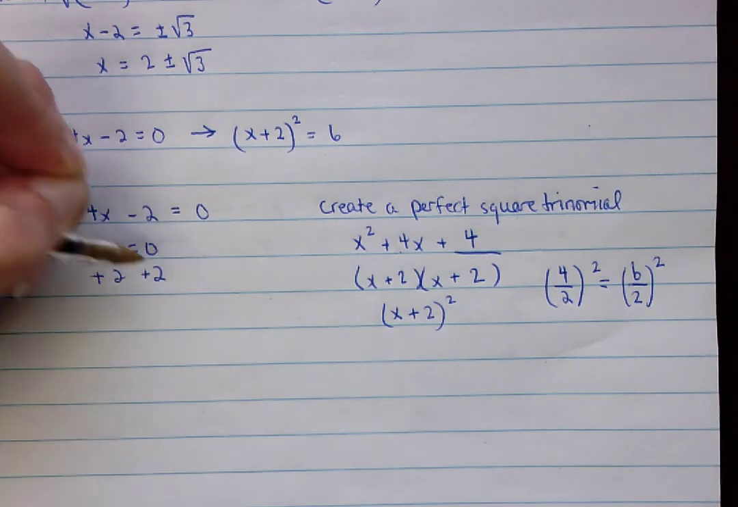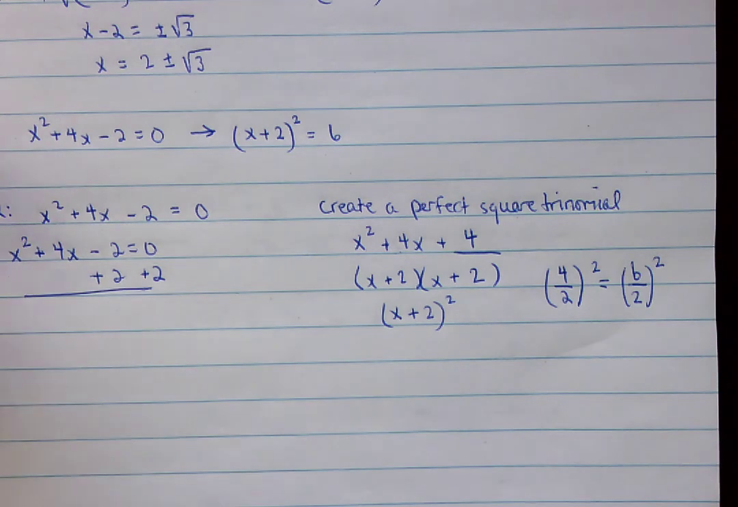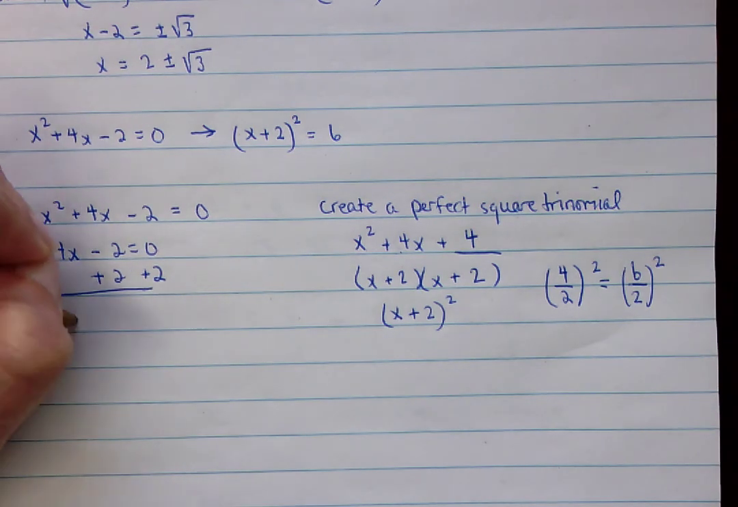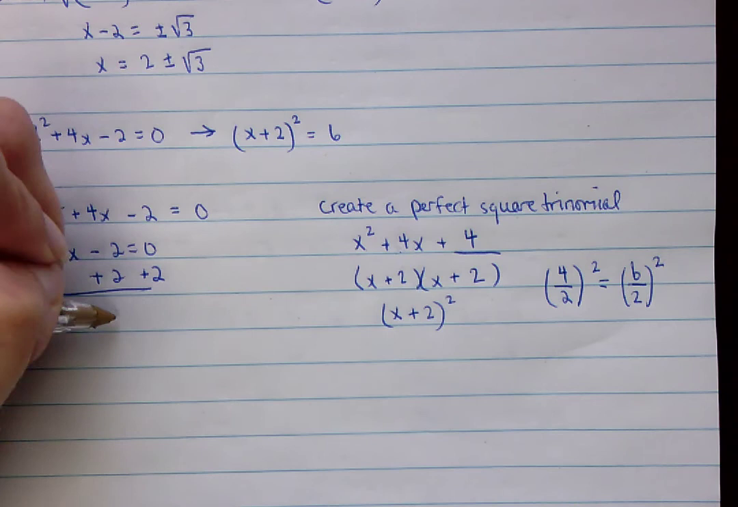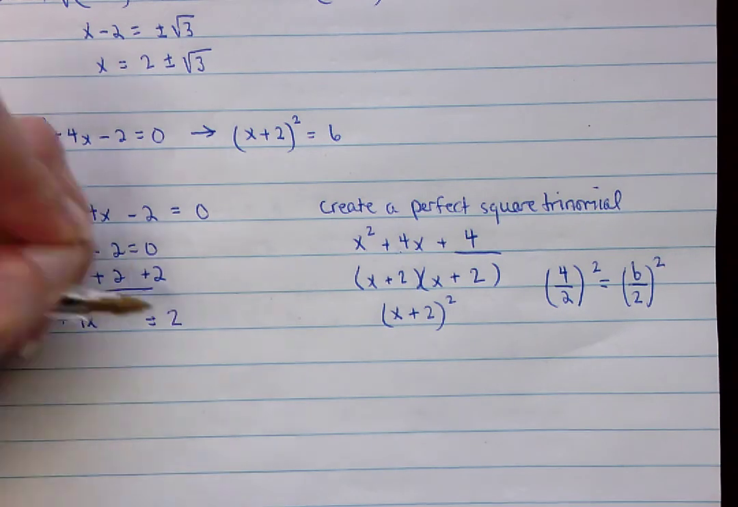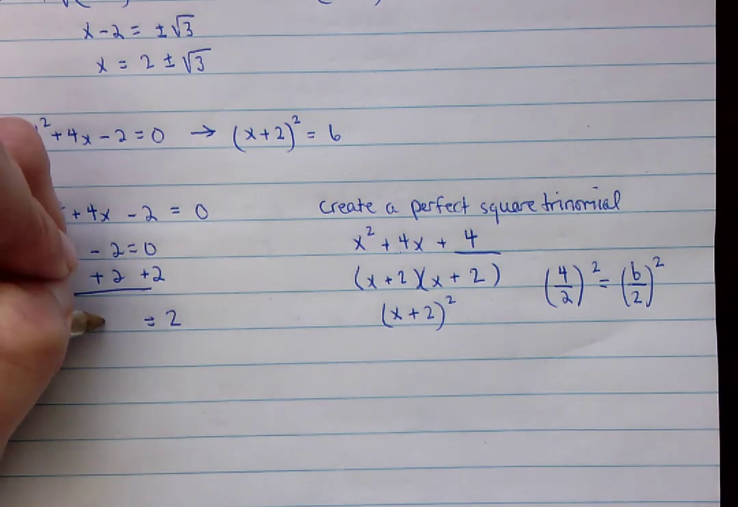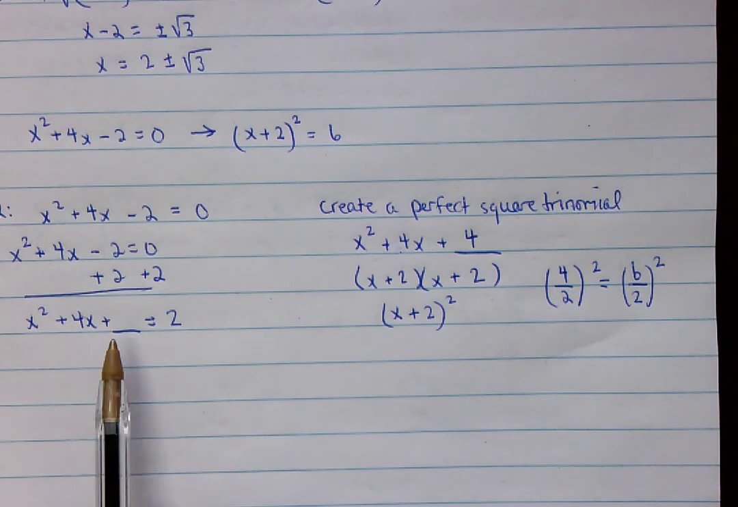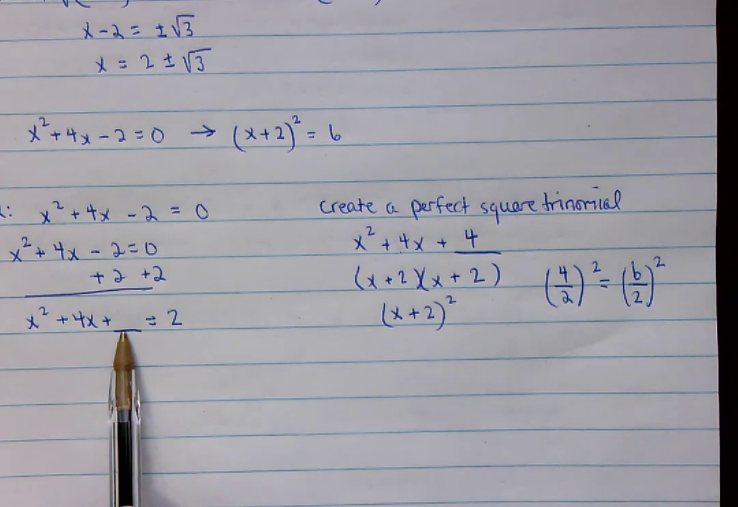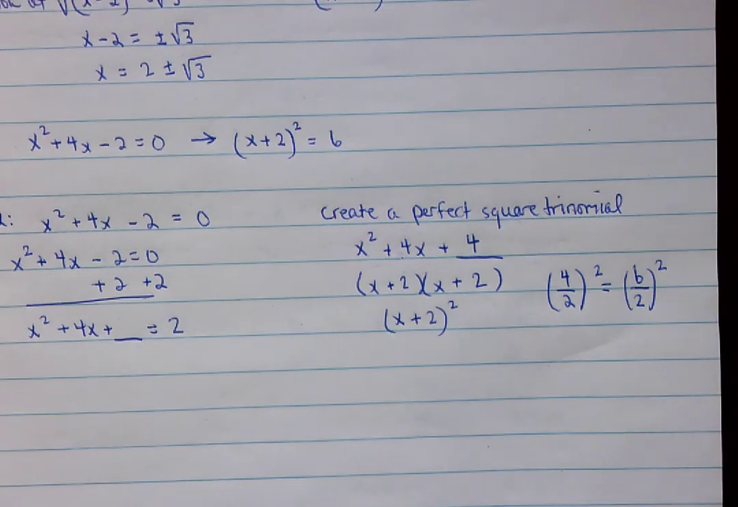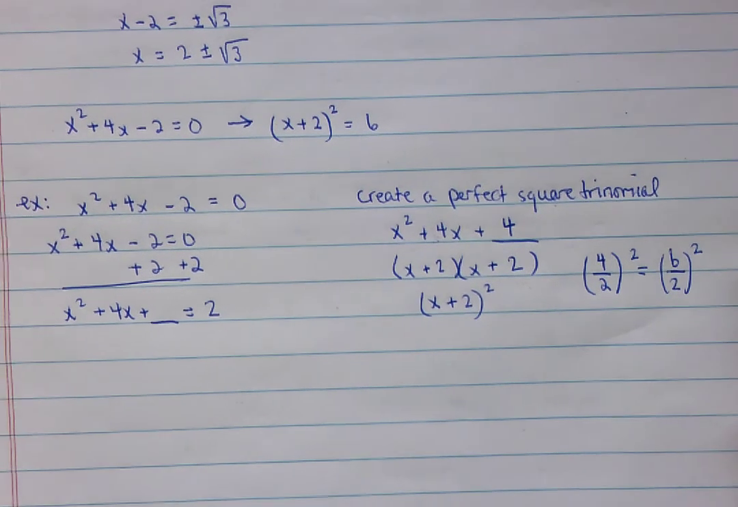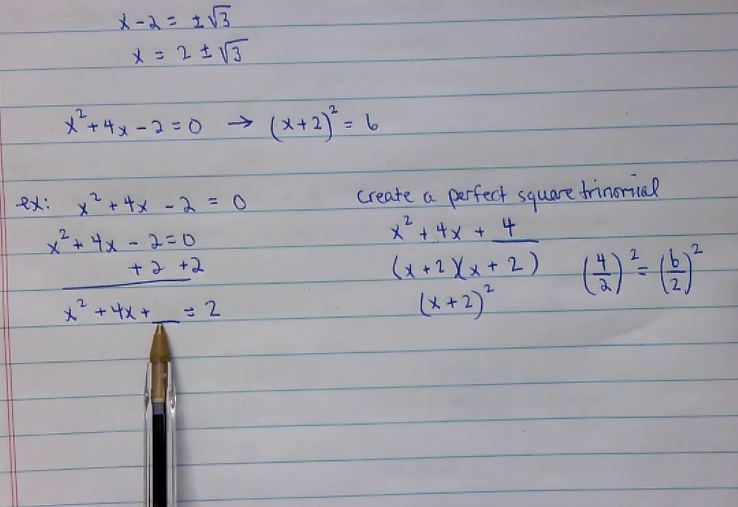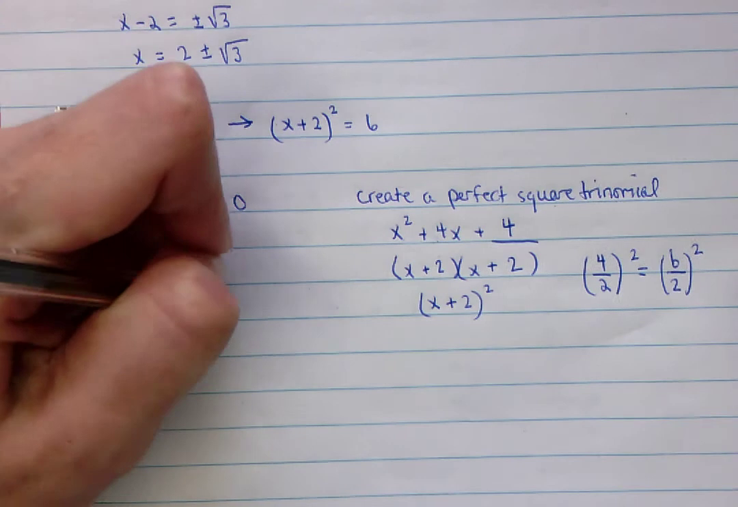Go ahead and add the number to both sides. So you're going to have x squared plus 4x equals 2. And I'm going to leave a little space here because what I want to do is add the number that completes the square on this left side. And by doing that, if I add it to the left side of the equation, I'm going to have to add it to the right side.